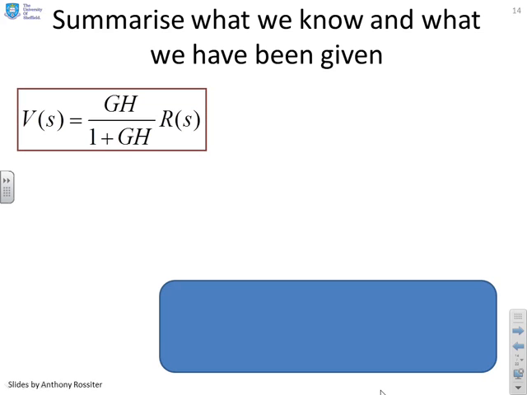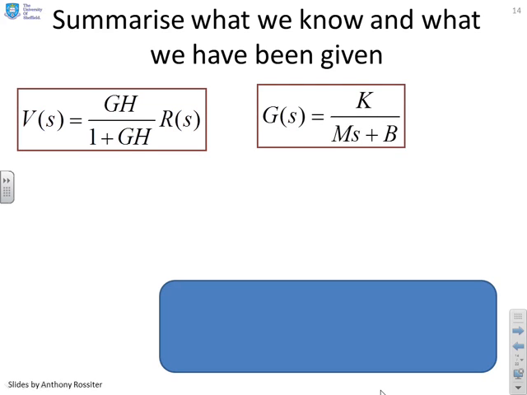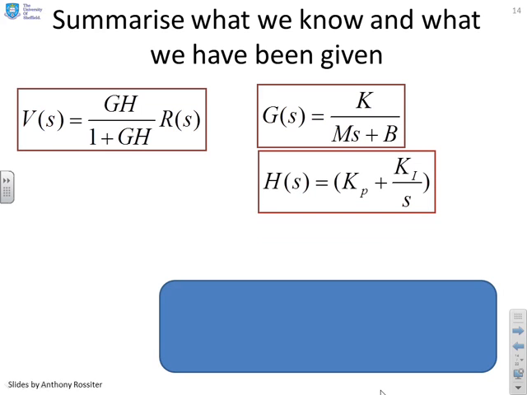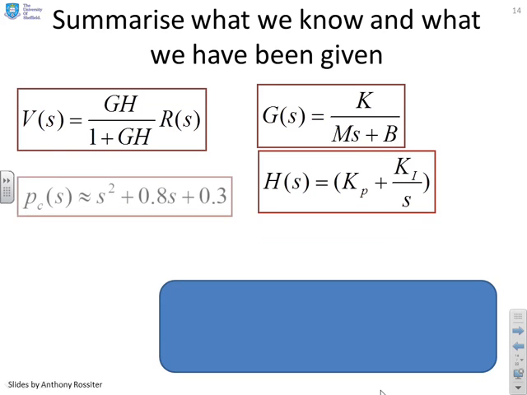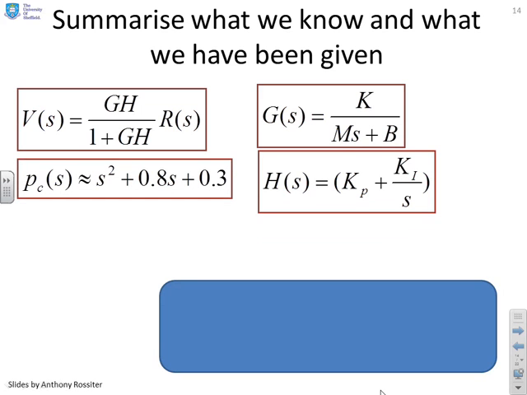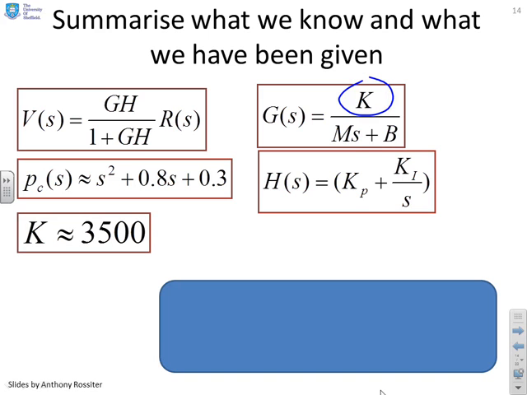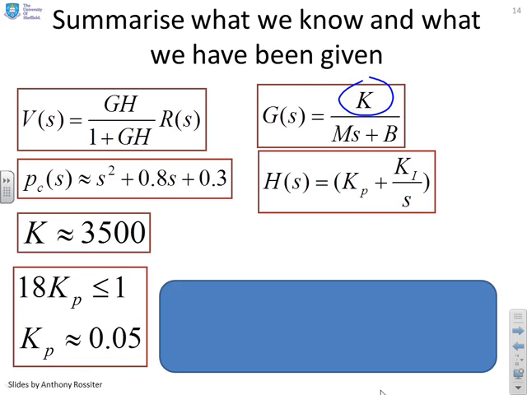So we've got the closed loop dynamics, V equals GH over 1 plus GH times R. We know that the model is K over (Ms plus B). We know the control law is Kp plus Ki over S. We know that our target closed loop pole polynomial is approximately S squared plus 0.8S plus 0.3. We know that K, that's this K in the model, is about 3,500. And we know that our proportional term obeys this inequality, so in other words it's less than or equal to 0.05.